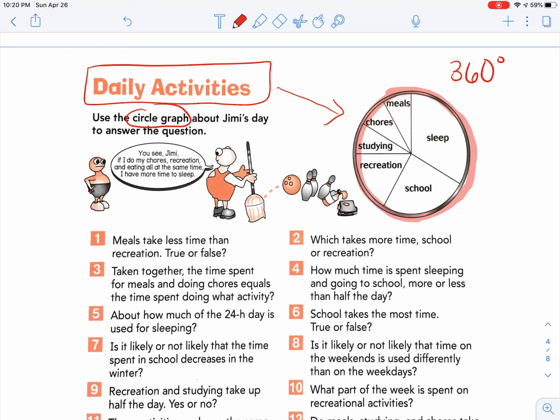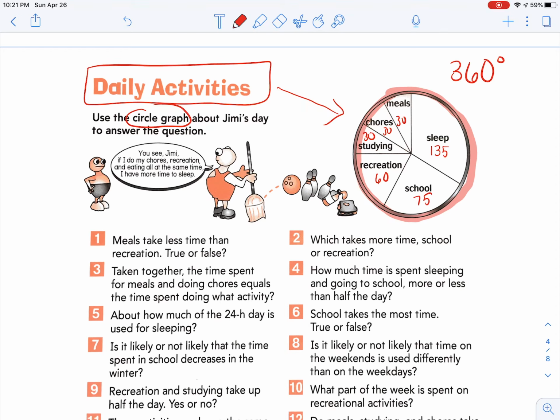In this case, you just kind of have to look to see which it is. But if you were to divide them up, like sleep would be about 135, school would be about 75, recreation would be about 60, and each one of these would be about 30, for a total of 360 degrees. And then you would just take that information. Remember, this is a title. The daily activities is the title, and then this is how they spend their time in the day.